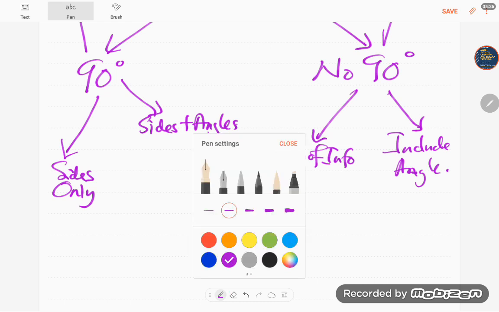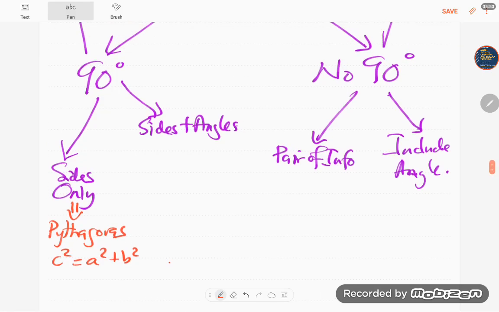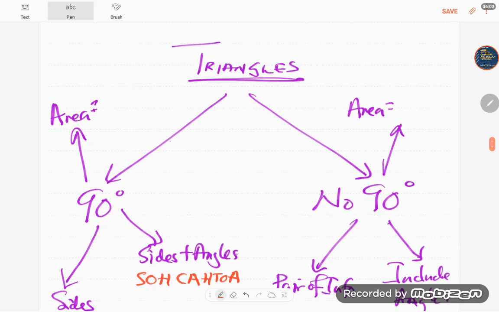Coming now to the theories themselves. When you have sides only, it means that you're going to be using Pythagoras, so c squared equals a squared plus b squared. And when you have sides and angles, it means that you're going to be using your SOHCAHTOA. And for the area, that's the only time that you can use half base times height, because you have a base and a height and they have to be perpendicular to each other. That's where the 90 degree comes in.